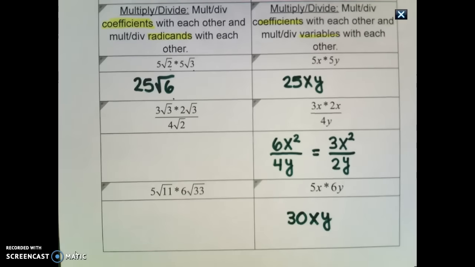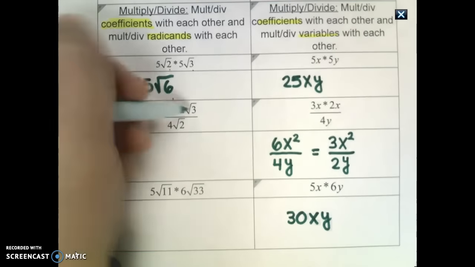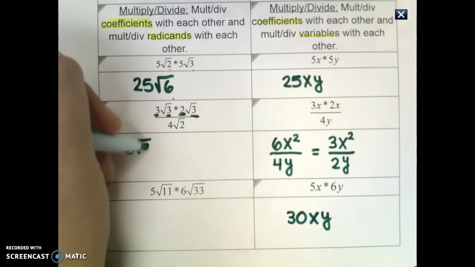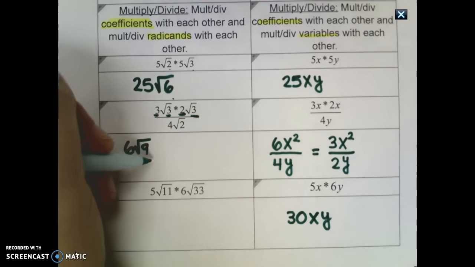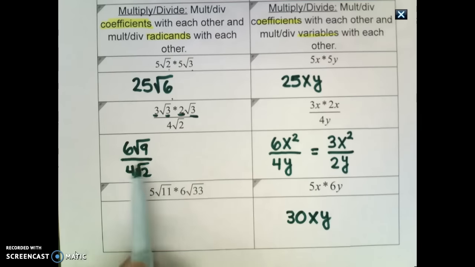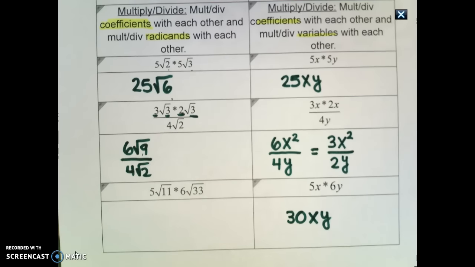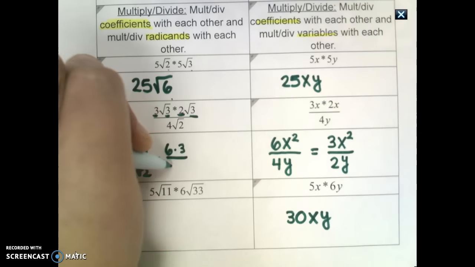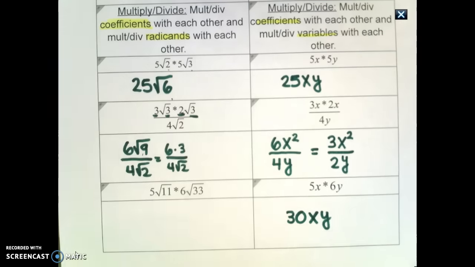Moving to the next example, once again, we're going to multiply the numerators together first. 3 times 2 is going to give me 6. 3 times 3 is going to give me the square root of 9. We do know that. We're going to talk about that in a moment. And the bottom I get 4 root 2. Now, if you do end up with something you can simplify, you should simplify it. So that means this is going to become 6 times 3 over 4 root 2.